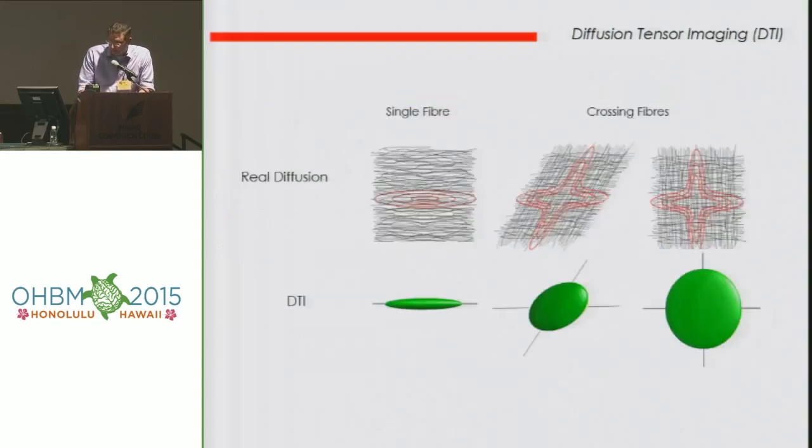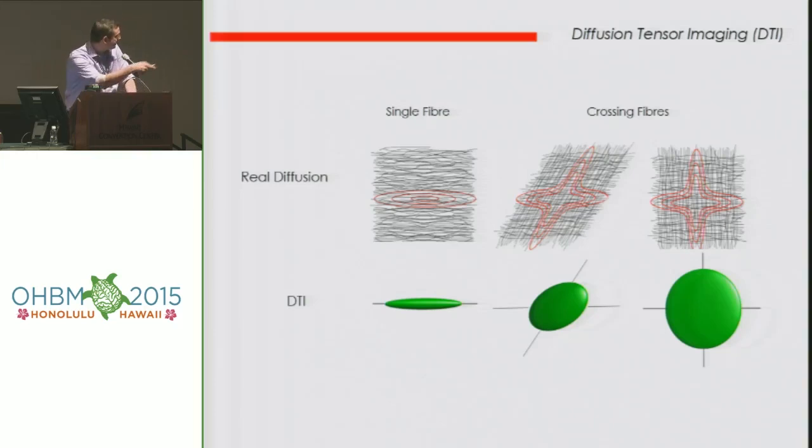We can see this problem as soon as we start to look at more complicated structures. For example, in the case of a single fiber, the displacement is correctly described by the tensor. But as soon as we have a more complicated structure, for example crossing fibers, the tensor is not only providing an average shape, an average profile, but is actually telling us something is wrong.